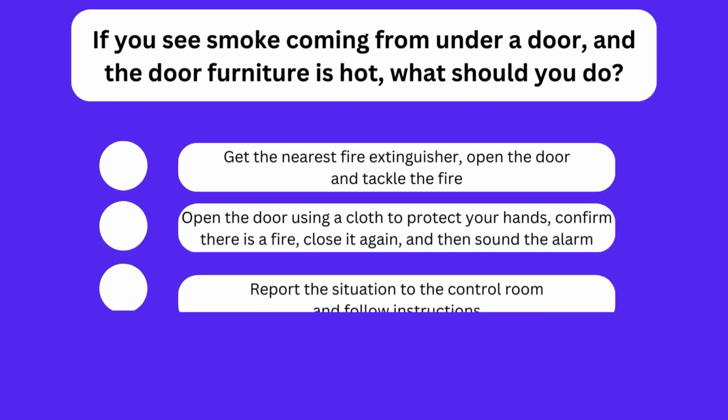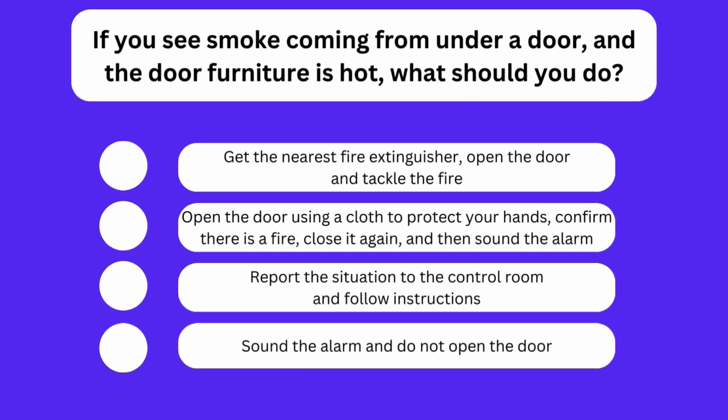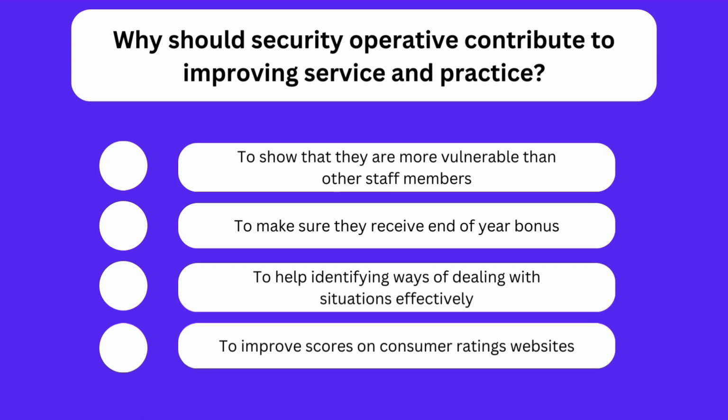Next question is, if you see smoke coming from under a door and the door furniture is hot, what should you do? The correct option is the last one. You should sound the alarm and you should not open the door. Next question is, why should a security operative contribute to improving service and practice? The correct option is the third one. They should do that to help identify ways of dealing with situations more effectively.